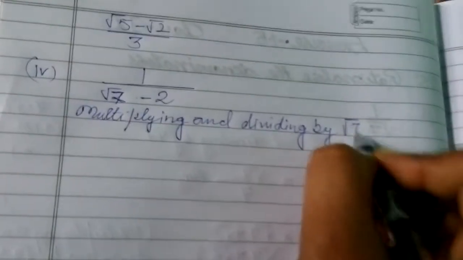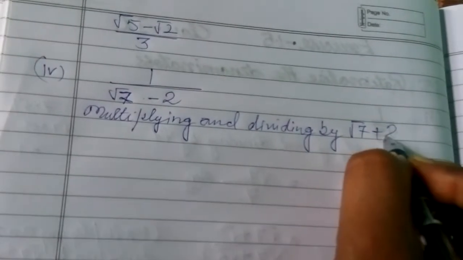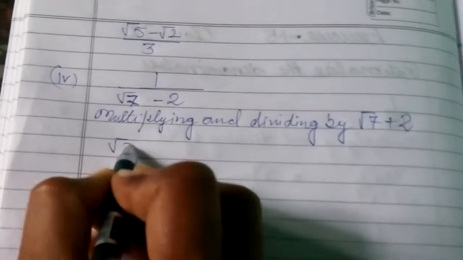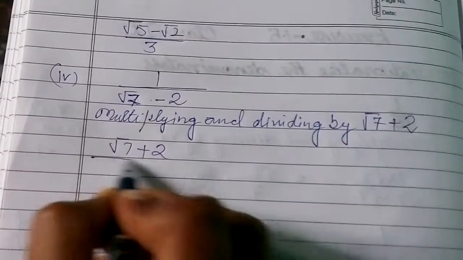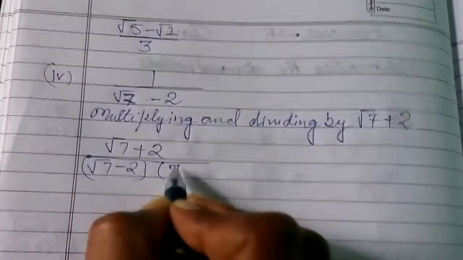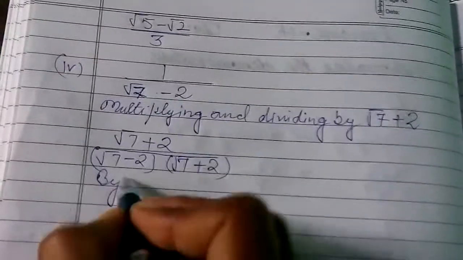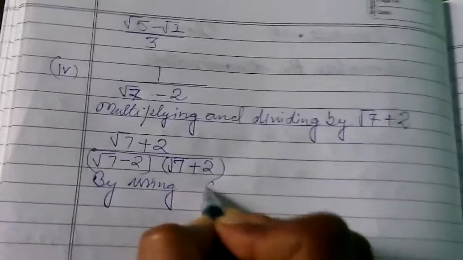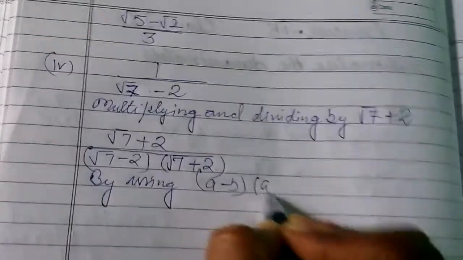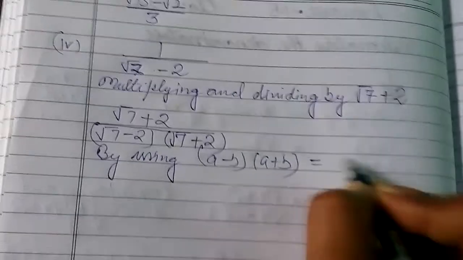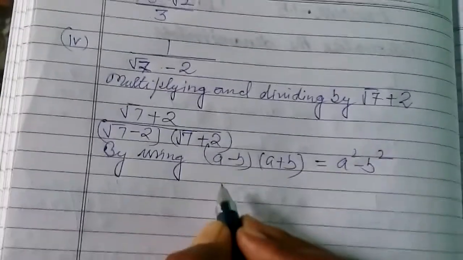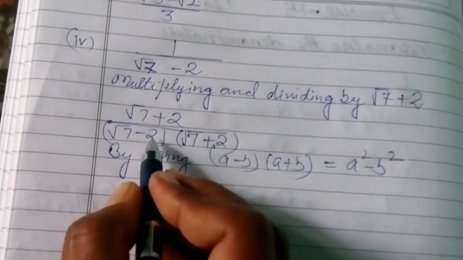Multiplying and dividing by root 7, what, here it is a negative sign, so we will use the positive, root 7 plus 2. So root 7 plus 2 multiplied by 1 will remain as it is, and in the denominator you will get root 7 minus 2 and root 7 plus 2. So why using identity? Here again a minus b, a plus b, by using what, a minus b into a plus b, which is equal to a square minus b square. So here a is root 7, and b is 2. So write down.